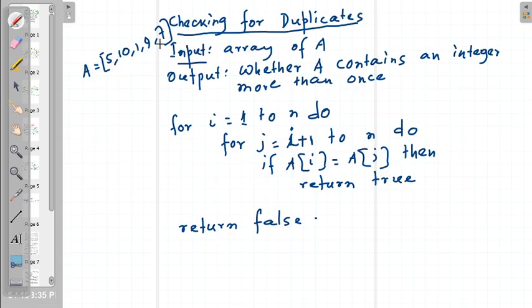Okay, so this duplicate element, maybe this is here 5. So this 5 here we are having, and 5 here, right? So this thing is checking for duplicates, whether or not it contains an integer more than once, right? So for i equals 1, that means a1, this guy is to be compared with every other element.